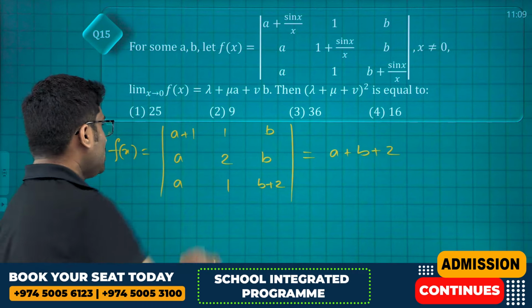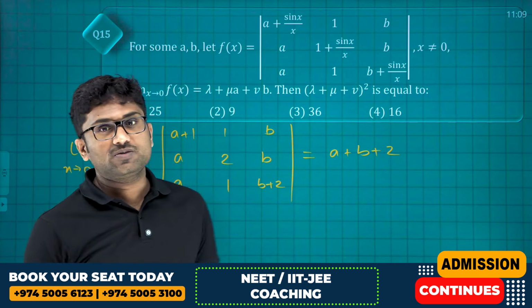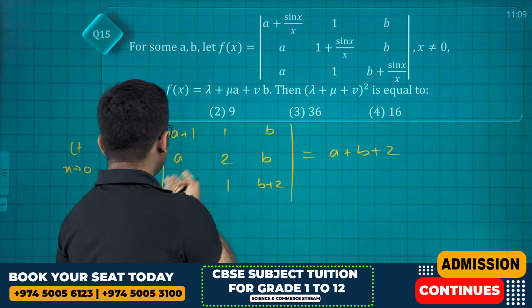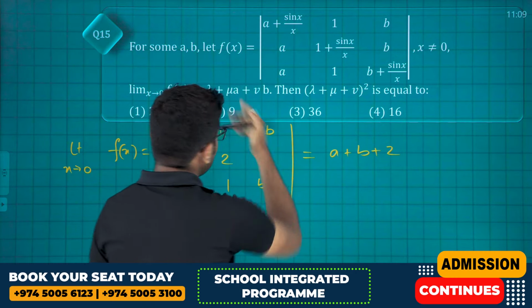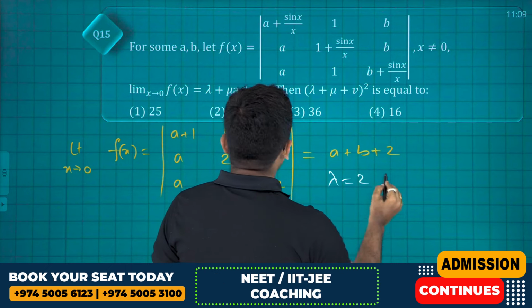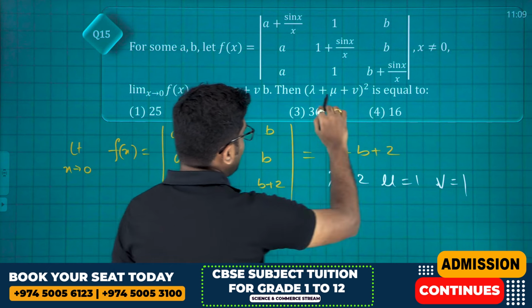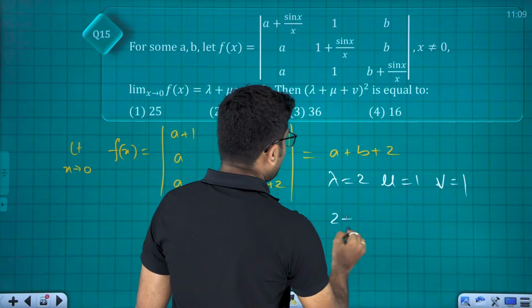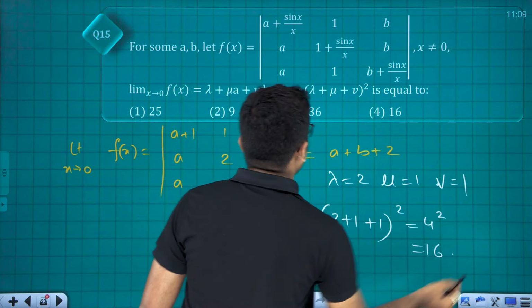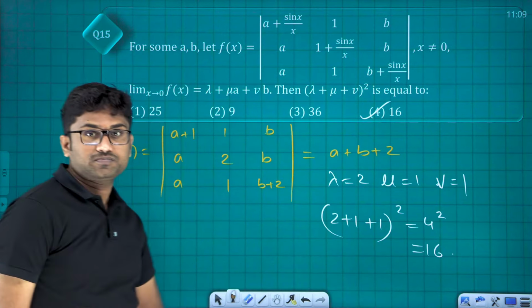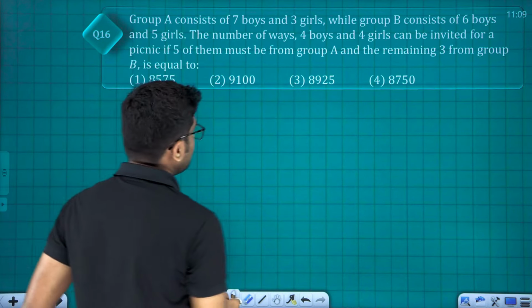The most important thing is only this, identifying that limit x tends to 0 of sin x by x is 1. So when you put this value as 1 and compare, lambda is equal to 2, mu is equal to 1, v is also equal to 1, then lambda plus mu plus v, that is 2 plus 1 plus 1 whole square, 4 square, which is equal to 16. Answer is option 4. Simple question from determinants. Next, 16th question.